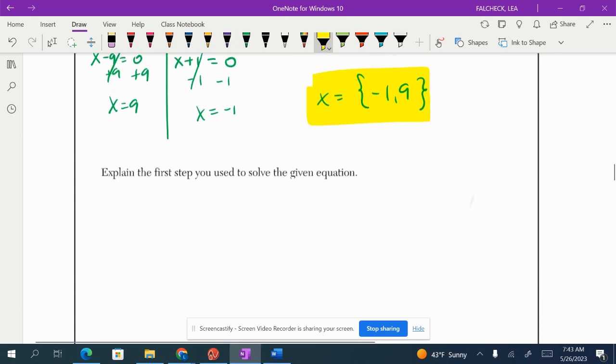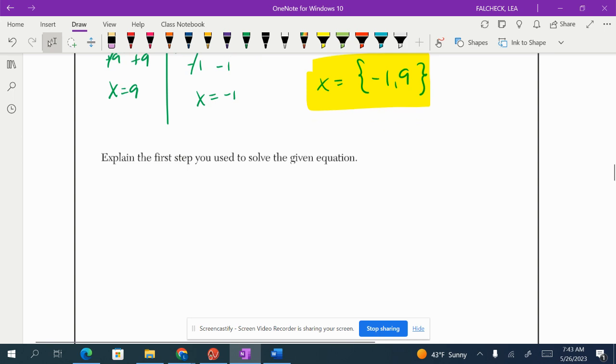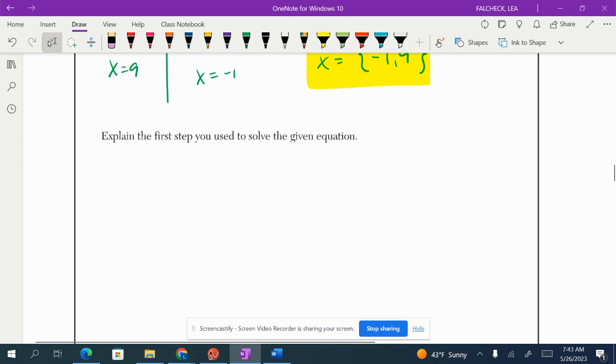Now let's look at the second part. It says, explain the first step you used to solve the given equation. I factored the trinomial.